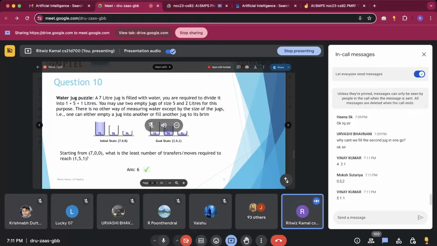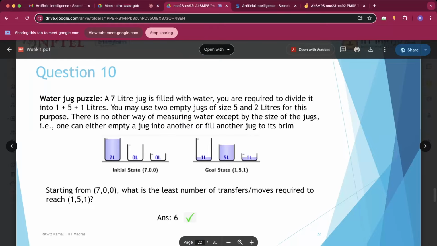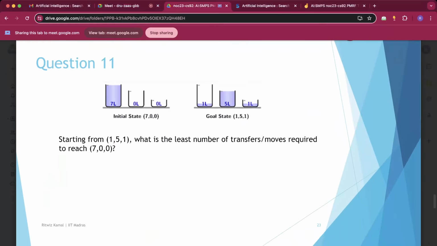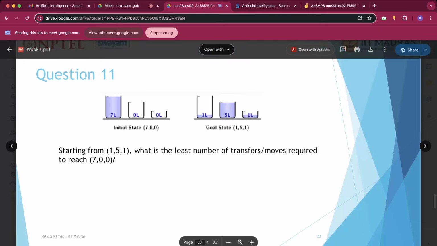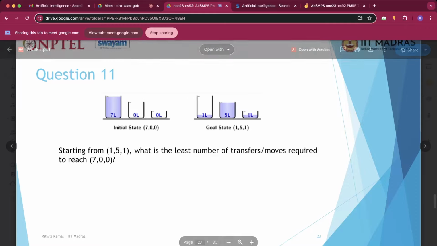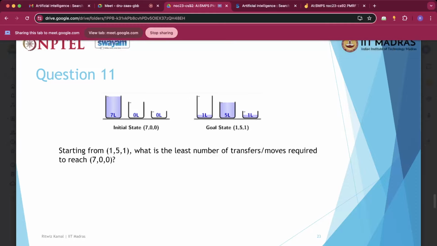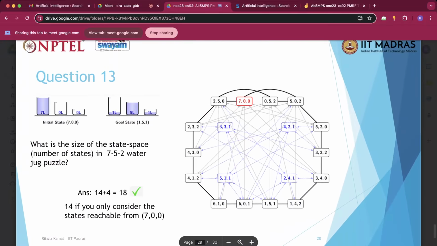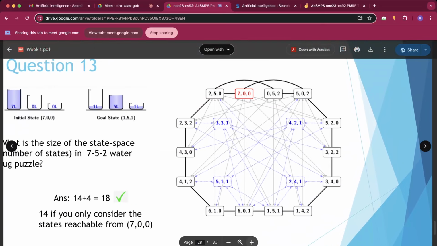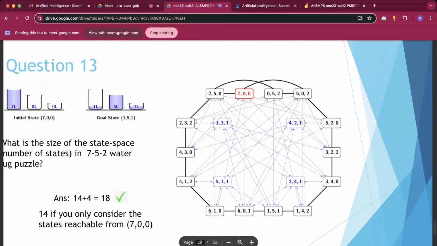Cool. Then let's move to the next question. Some of you might have already seen the answers as I moved the slides, but let's assume that we haven't, and let's focus on the question. Starting from 151, remember now we are starting from the goal state. What is the least number of moves or transfers required to reach 700? Let me go back to the state space diagram so that it's convenient for you.